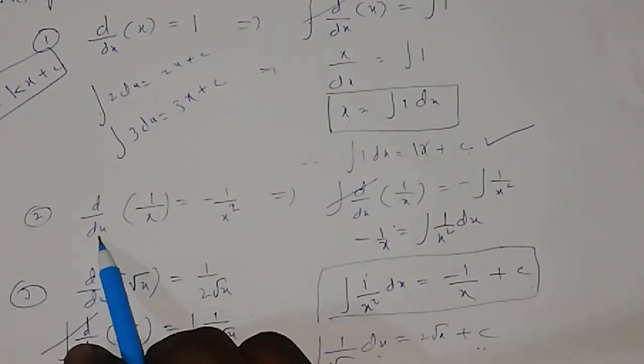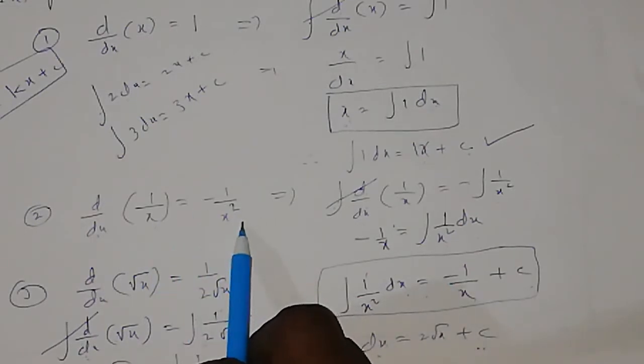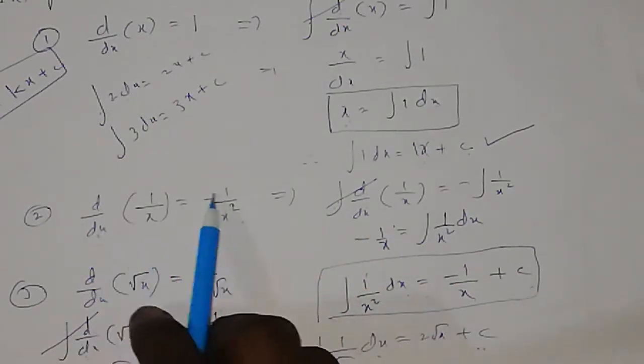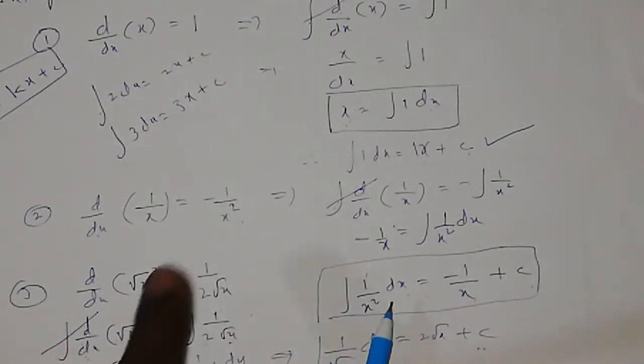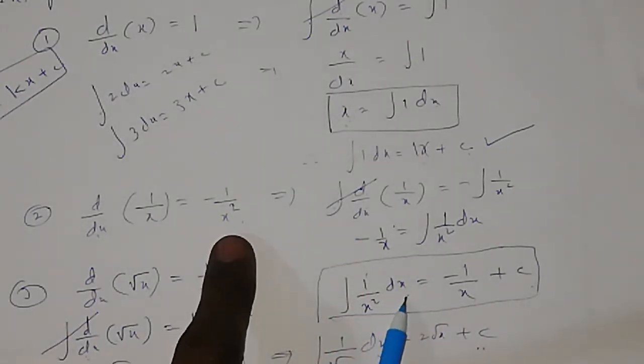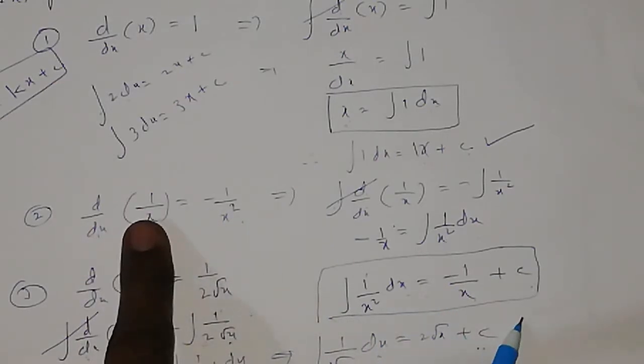In differentiation, d by dx of 1 by x is equal to minus 1 by x square. So in integration, it simply becomes reverse order. In reverse order, we are getting the formula: integration of 1 by x square dx is equal to minus 1 by x plus c.